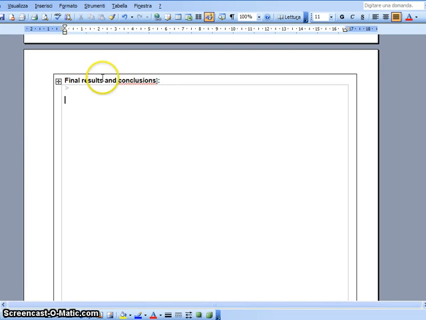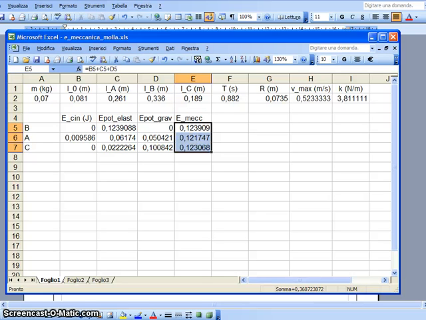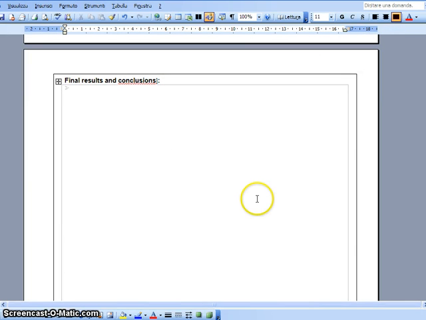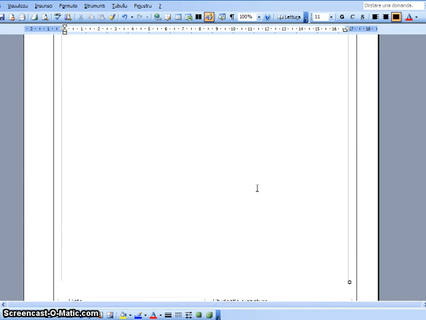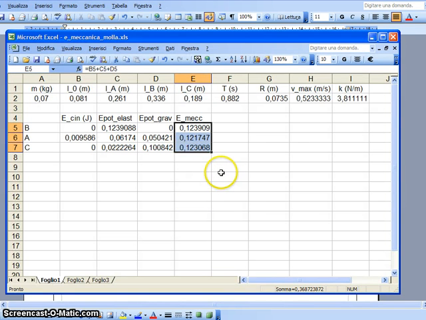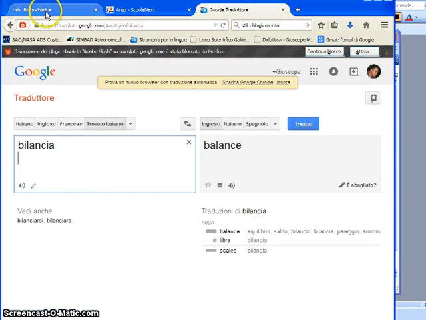And in the final part you have to write the conclusion. You can write that actually mechanical energy was the same in the 3 different considered positions. Also you can try the calculation of the errors. And to read something about this part you can go here.